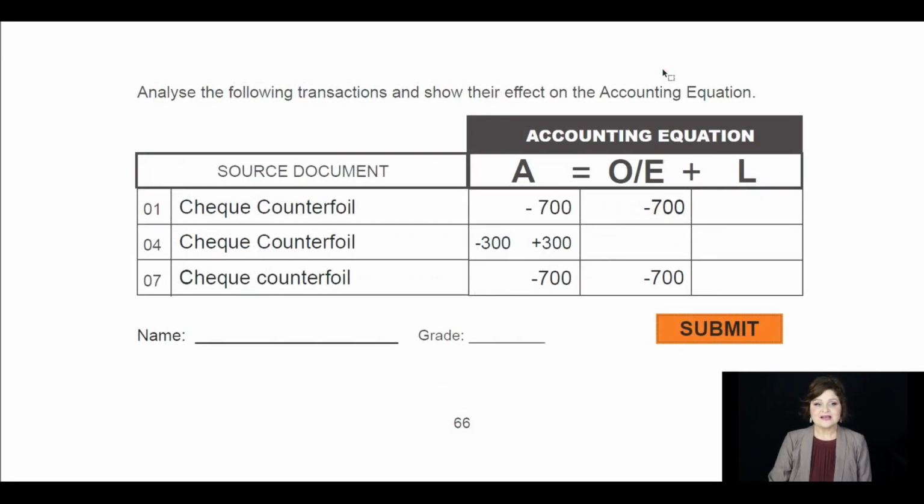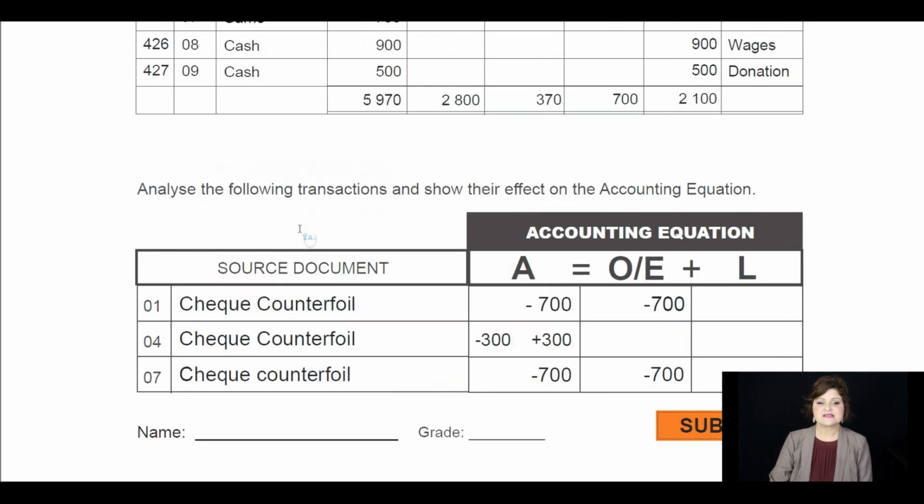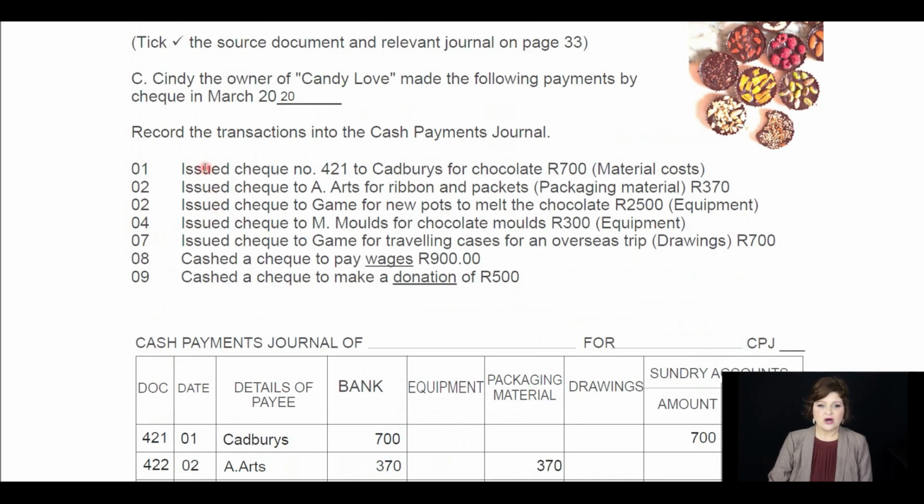Now let's analyze the effect that the transactions had on the accounting equation. We are looking at the transaction on the 1st, the 4th, and the 7th. We know that the source document will be check counterfoil because all of them were checks. And now let's look at the transactions themselves. On the 1st, we issued a check to Cadbury's for chocolate, 700 Rand. Now we have to decide which two bank accounts were affected by that transaction. The first one is bank. The second one is material costs.